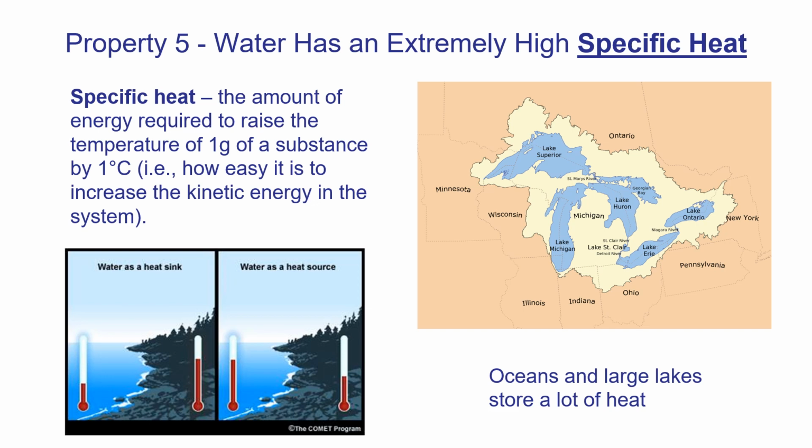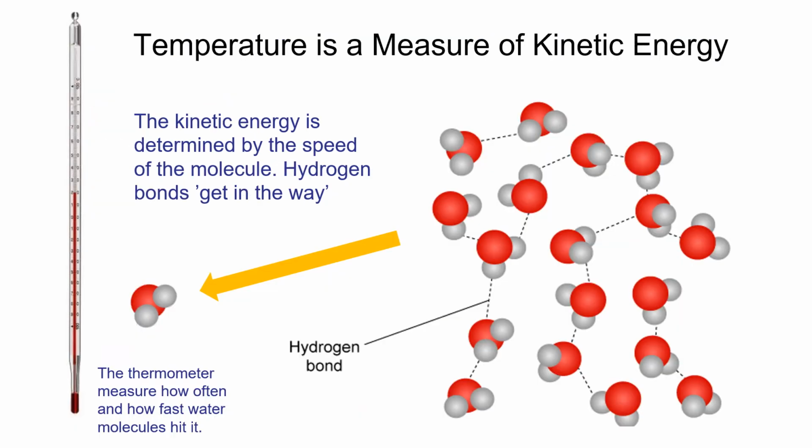To be more technical, temperature is a measure of kinetic energy. Basically, if you take a thermometer and you put it into a glass of water, what the thermometer is measuring is how often water molecules collide with it and how fast they're going. So the kinetic energy is the result of the speed and mass of the water molecules bumping into the thermometer.